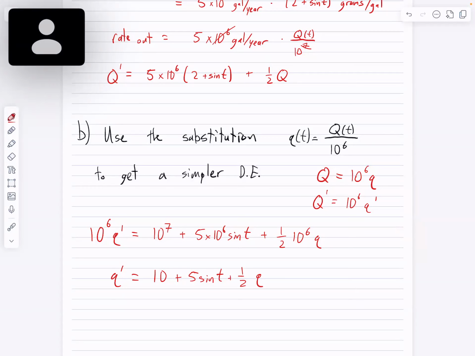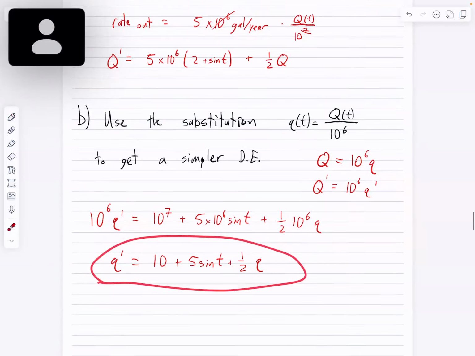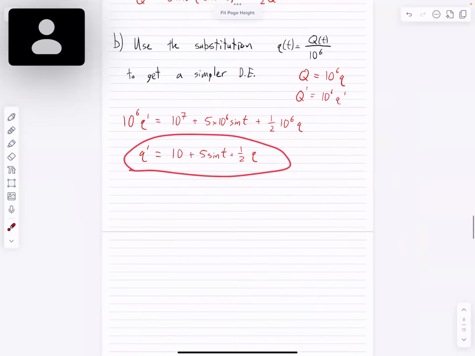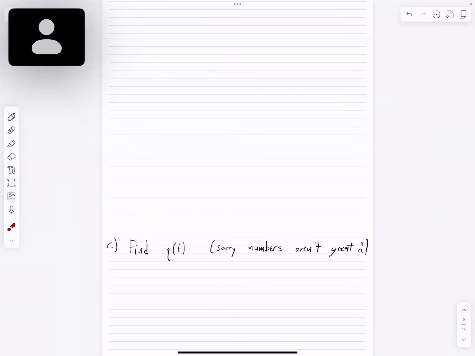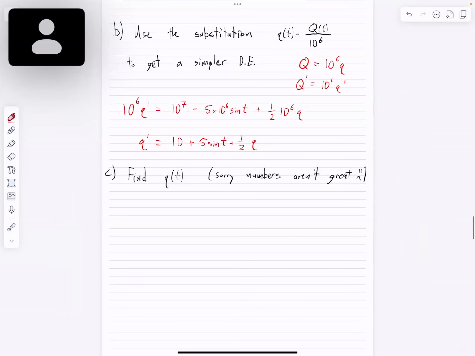You can think about q as the amount of arsenic in megagrams, like 10 to the 6 grams. So it's just a different unit, and it simplifies the equation a lot. And so that's our differential equation. We can find q from that. And our initial condition is q of 0 equals 0, the amount of arsenic at time 0 is 0. And so this is a first order linear differential equation.